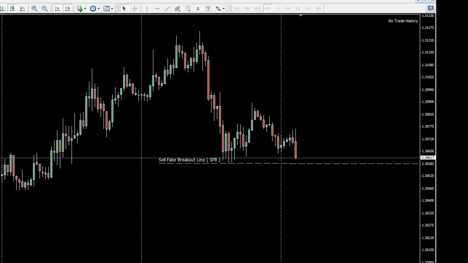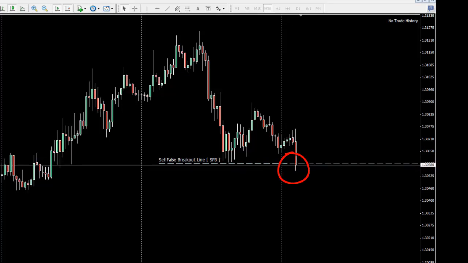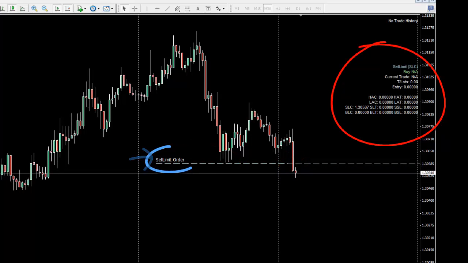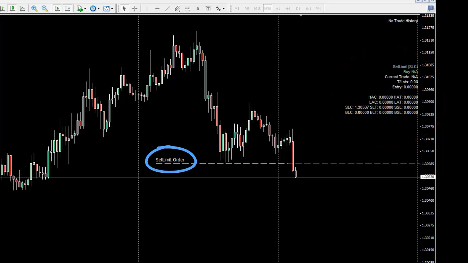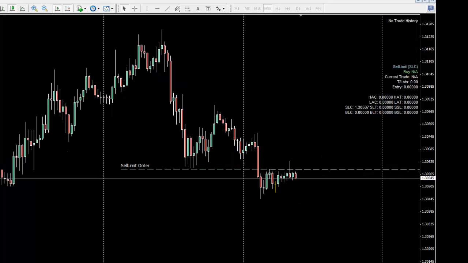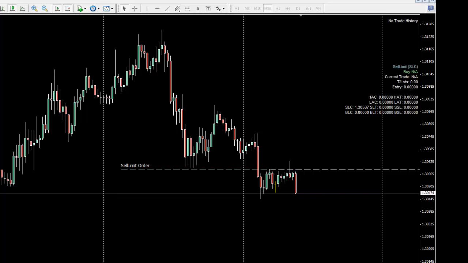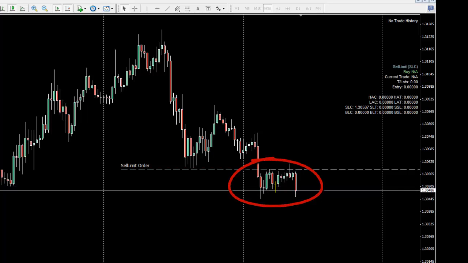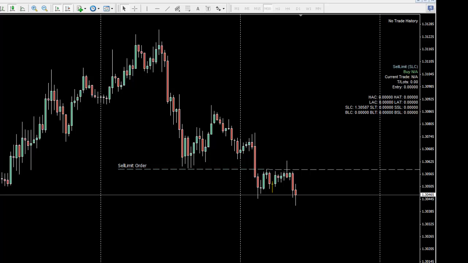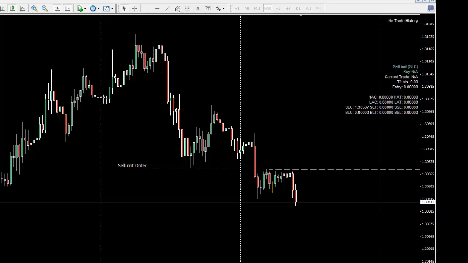Okay, so what we're looking for here is the price to close below this line, and this will then convert our SFB line into a limit order. So we're looking now for the action to go above this line and close, so that we can then again convert this into a sell stop order. So here we can see that the price is respecting the new resistance line, and it looks like we may have actually missed the move completely as it's breaking down. However, as we know in hindsight, this is actually a false breakout. So we're waiting for the price to bounce back above the line.